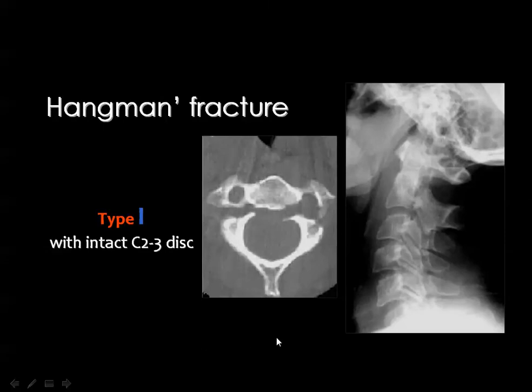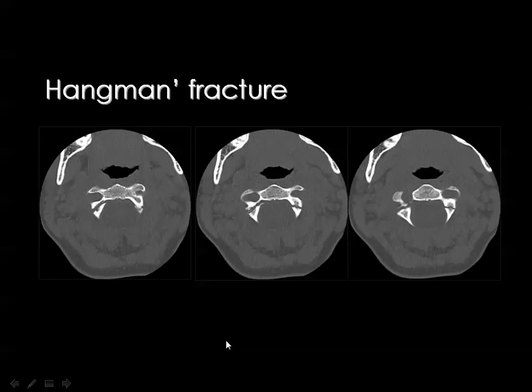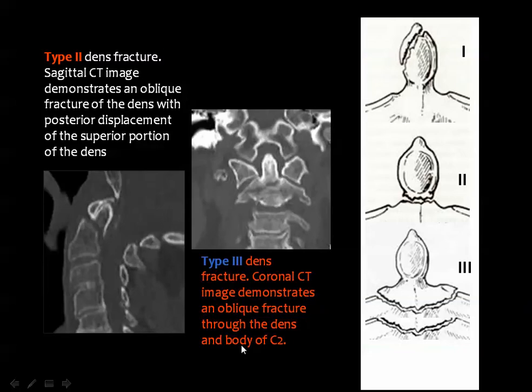And this is the appearance of type 1 hangman fracture by plain X-rays and by CT. You can see the fracture of the pars interarticularis bilaterally, but the disc space is maintained and there is no displacement of the vertebral body relative to the C3 level. Also, you can see the fracture of the pars interarticularis more clearly by CT scan, as you can see in this particular case of hangman fracture.